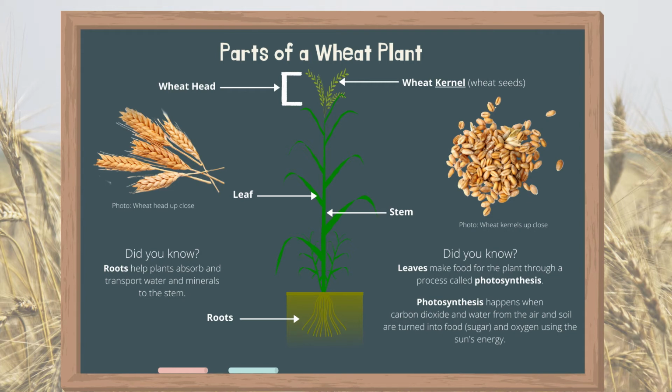As I mentioned earlier, the kernels are the part of the plant that we and other livestock eat as food. You may be wondering what happens to the rest of the wheat plant if we only use such a tiny portion. After the kernels are harvested, the rest of the plant can be used as straw, for animal bedding, or to cover gardens with in the winter.